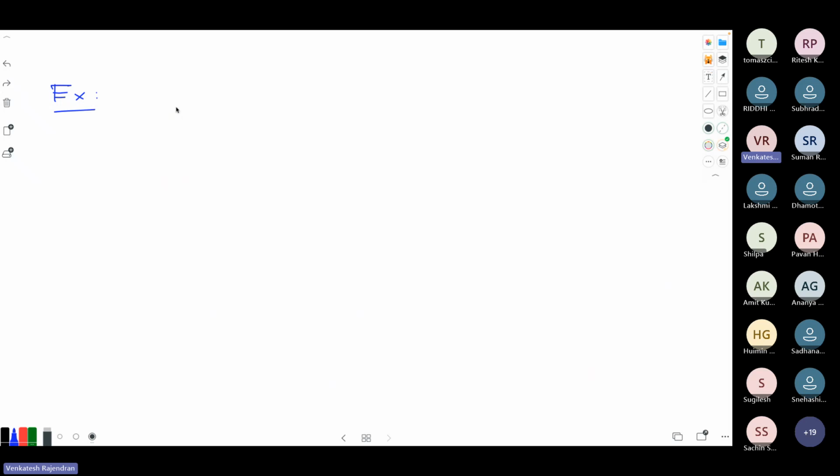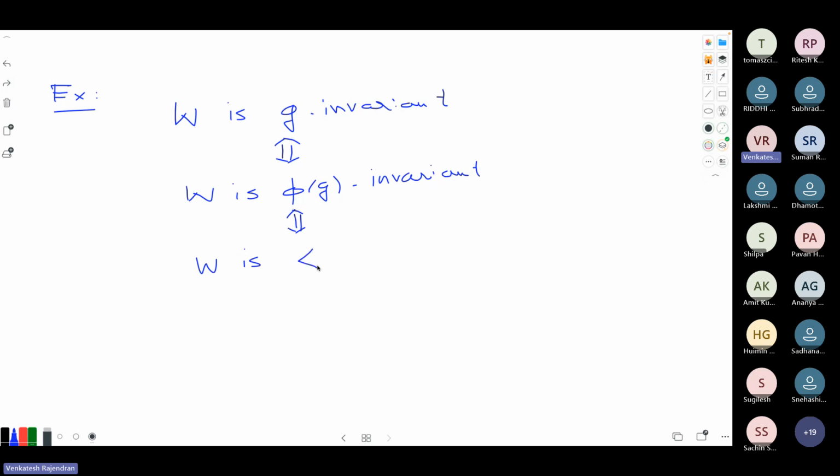You take any W. It is g-invariant, g-invariant meaning it is a g-submodule, if and only if W is obviously pi(g) invariant, and obviously that is the same as saying W is invariant under the subalgebra generated by that. So basically, what is the advantage of going from here to here?